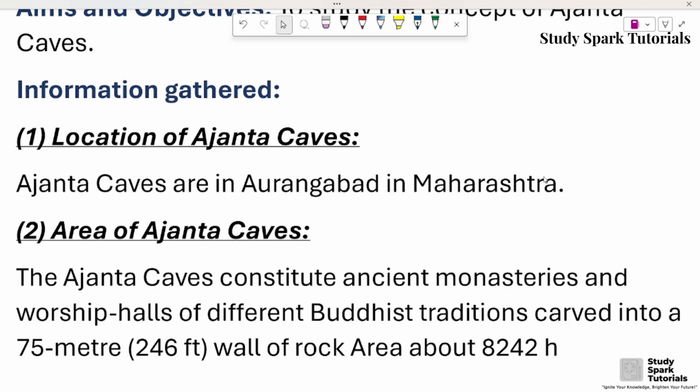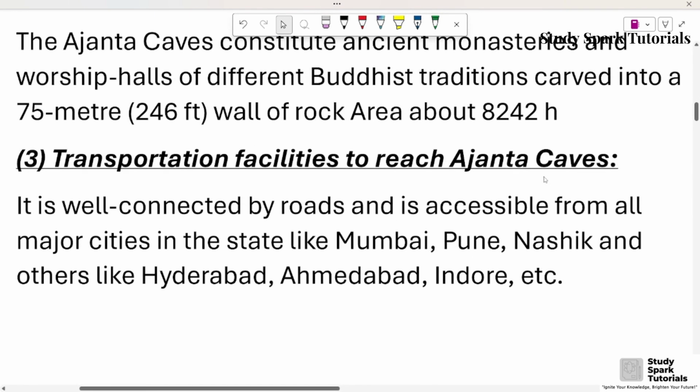Second, area of Ajanta caves. The Ajanta caves constitute ancient monasteries and worship halls of different Buddhist traditions carved into a 75-meter, which is 246 feet, wall of rock, area about 8,242 hectare. Third, transportation facilities to reach Ajanta caves. It is well connected by roads and is accessible from all major cities in the states like Mumbai, Pune, Nashik and others like Hyderabad, Ahmedabad, Indore, etc.